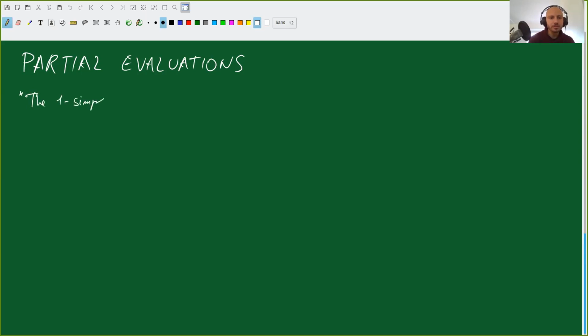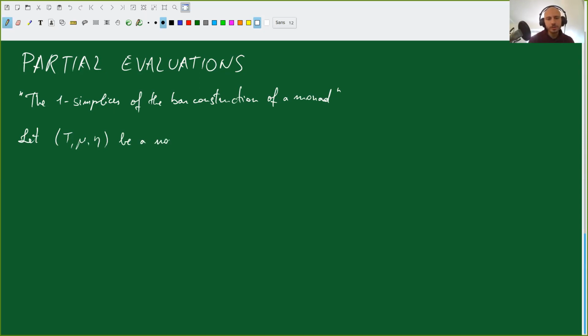So what are partial evaluations? In one sentence, those are the one-simplices of the bar construction of a monad. Let me explain a little bit more. Let's go in Set for simplicity. So let T, mu, eta be a monad on Set. Take for example the free commutative monoid monad, which a computer scientist would call the bag monad.